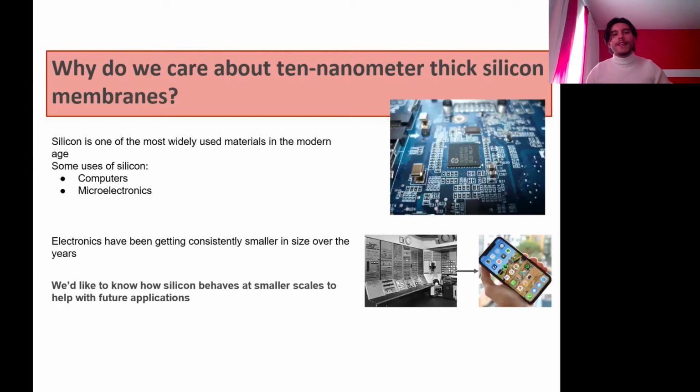Next. So first of all, why do we even care? Well, silicon is one of the most widely used materials in the modern age, with many applications in computers and microelectronics. Also, electronics have been getting consistently smaller in size over the years. So what we'd like to know is how silicon behaves at these smaller scales to help with future applications. Next.